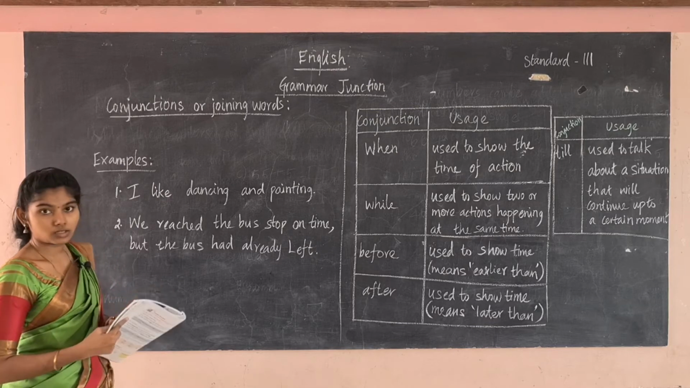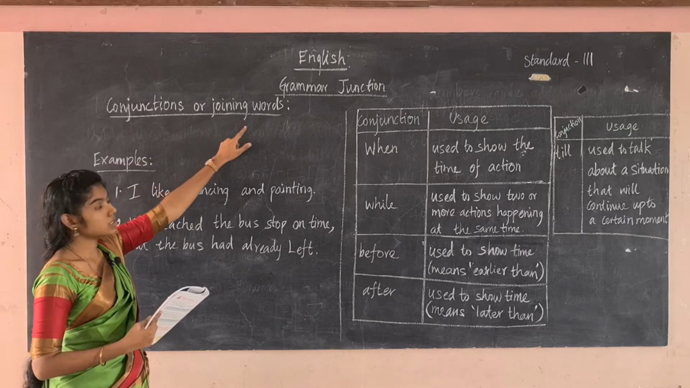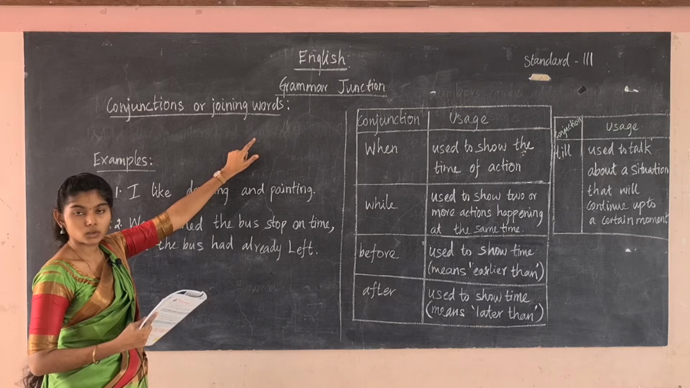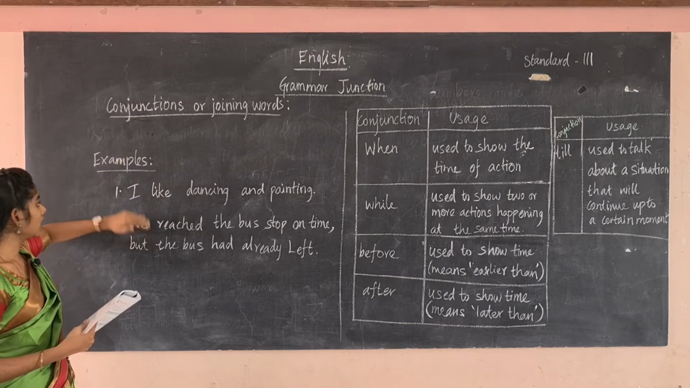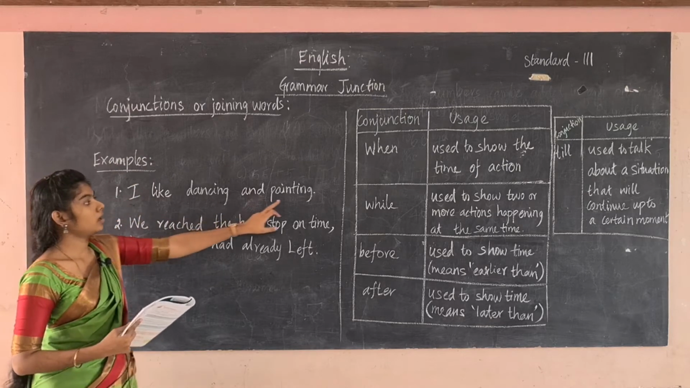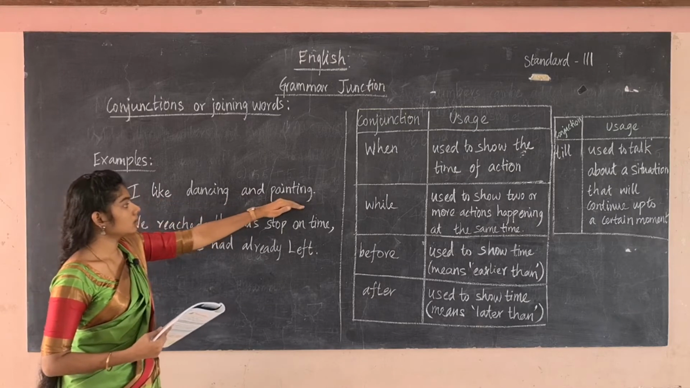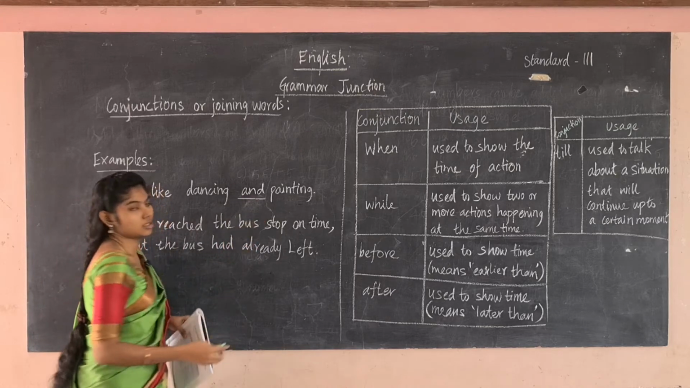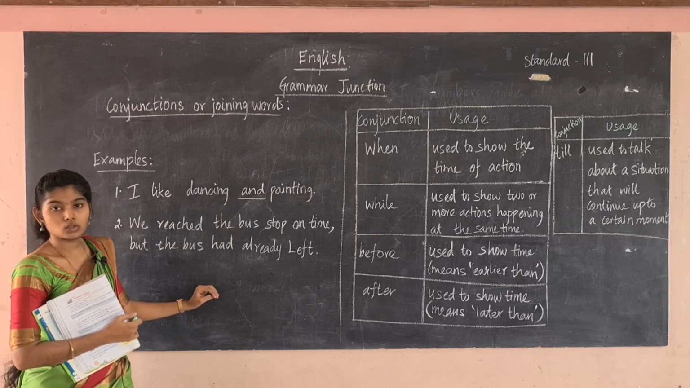So there are some conjunctions given there, and you are going to see them. Conjunction means joining words also. Joining words or sentences is said to be a conjunction. Example: the first one is, I like dancing and painting. Here the conjunction word is and. How we are using this conjunction word, like that we are going to see here. There are a few conjunction words you are going to learn.